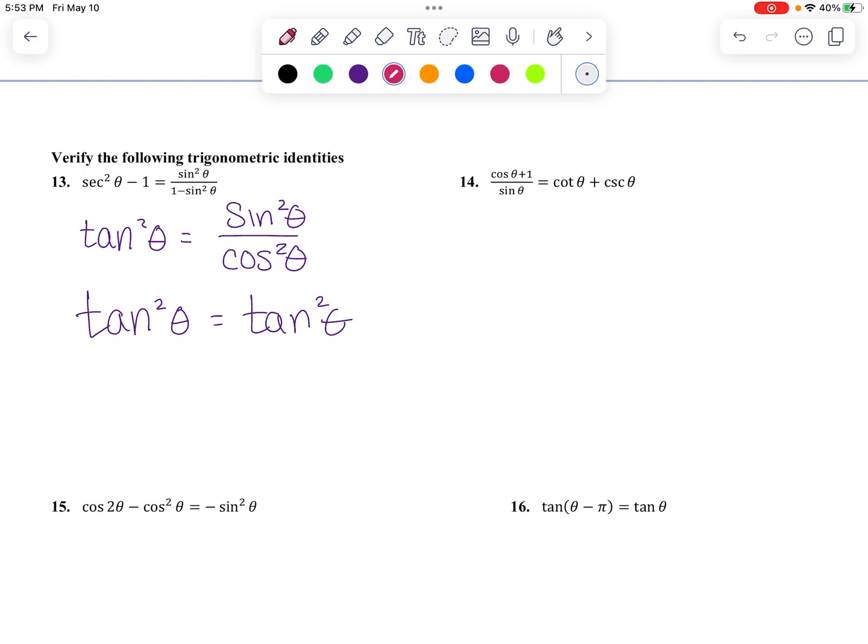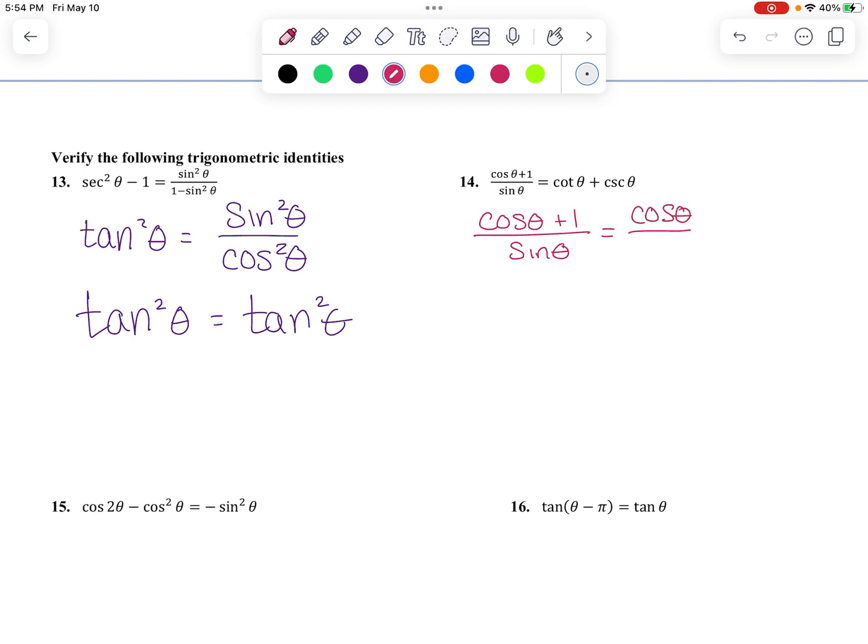Okay. Cosine plus 1 over sine equals cotangent plus cosecant. Okay, I've got a couple of approaches on how to deal with this one. There's the one that I find easier, but the one that's more intuitive is probably changing everything to sines and cosines because my angles are all the same. I don't have factoring. I don't have adding fractions.